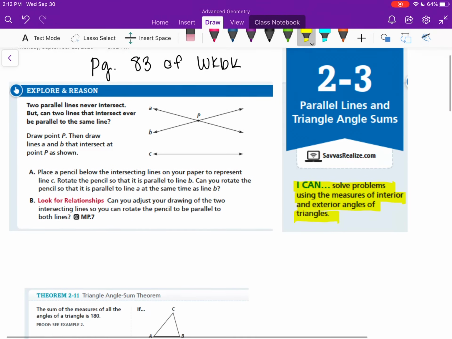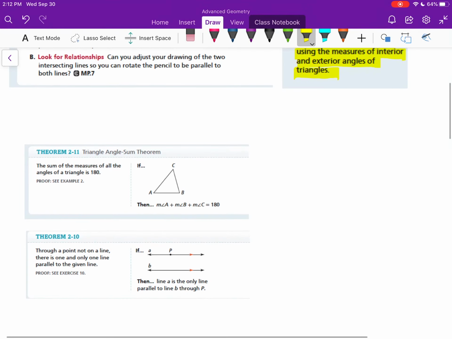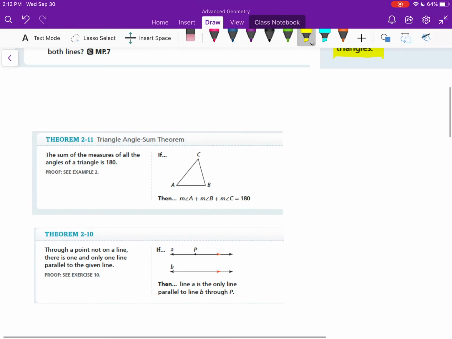We've got two important theorems for today for you to take notes in before you turn the page. You can literally write them anywhere on that Explore and Reason page. Pause, write down these two theorems.